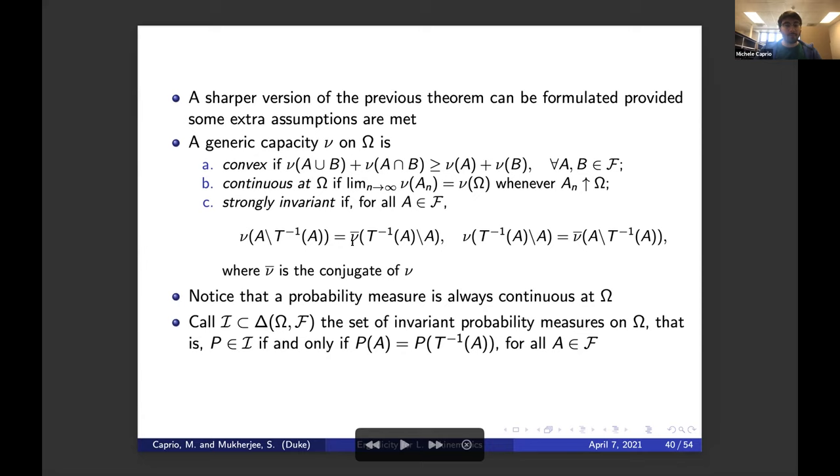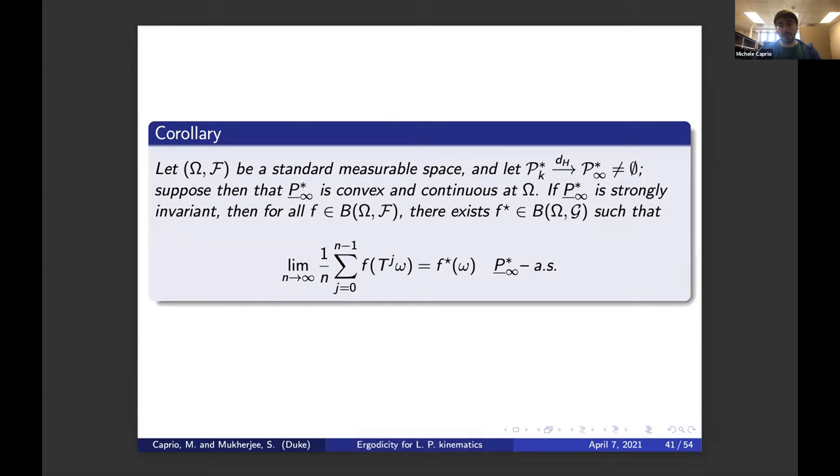A regular probability measure is always continuous at omega. And we also introduced this notation of calligraphic I to denote the set of invariant probability measures on omega. And you know what invariant probability measures are. So a corollary to the previous result is the following.